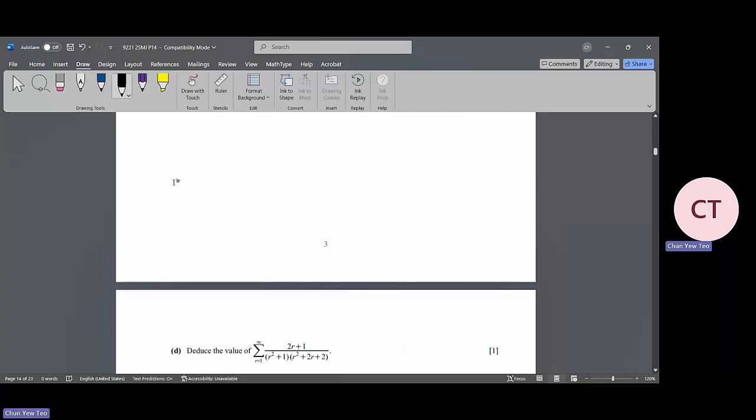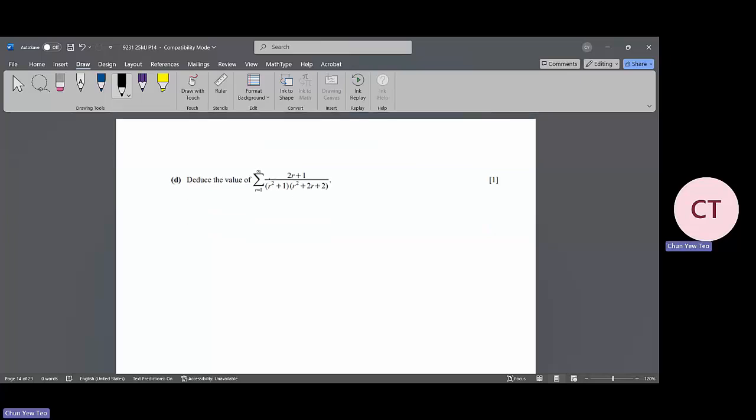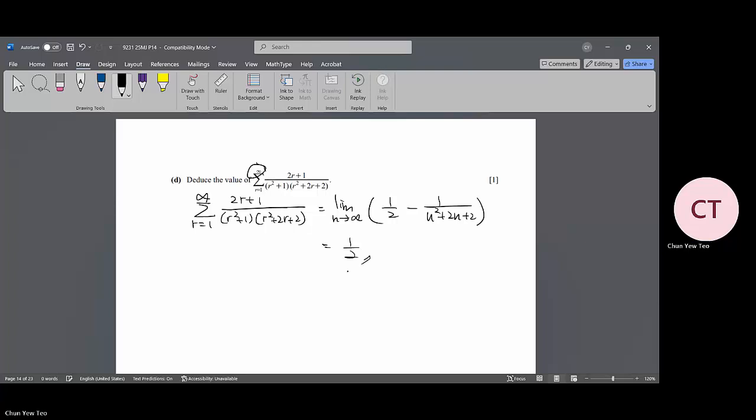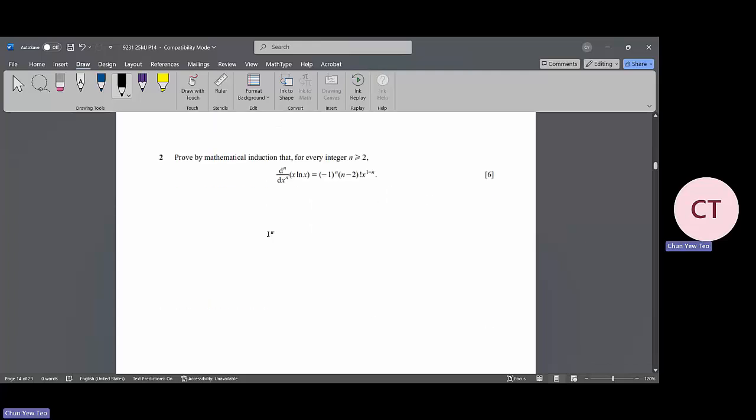Now we move on to part D. We want to find the sum to infinity for the series that we found in part C. We just need to use the symbol of limit as n approaches infinity, the same as the limit of a half minus 1 over n squared plus 2n plus 2. At the end, you'll get a half. Done. This will be the answer for 1D. Moving on, we have question number 2.